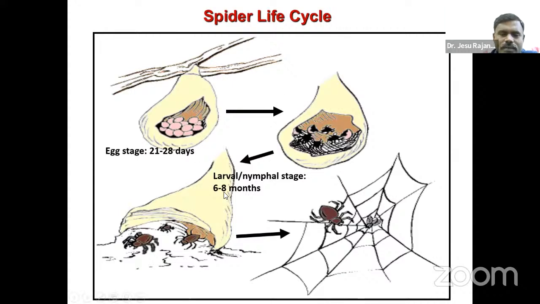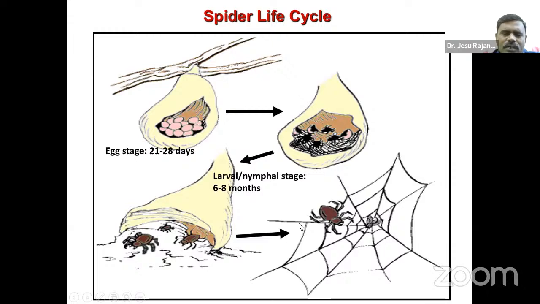Yeah, here you see there's a very important point: what is the beauty of the spider? The spider lays the eggs in an ovisac. This one. One ovisac means almost 200 to 300 eggs are there inside the ovisac. So almost per female lays 2 to 3 ovisacs only during the life cycle. These nymphs we call spiderlings actually. The spiderling stage lasts almost 6 to 8 months.